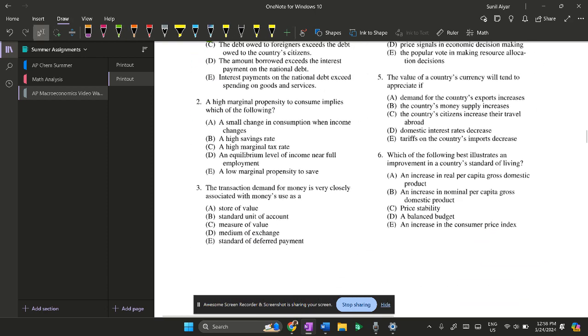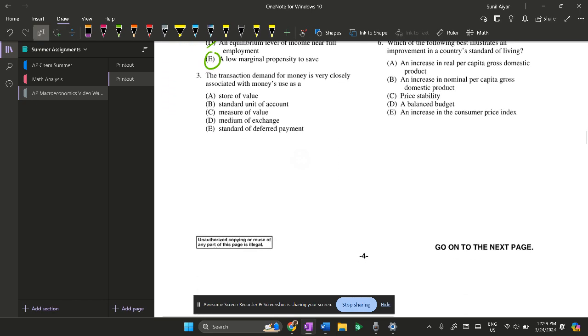And let's move on to number 2, a high marginal propensity to consume. So let's say 0.9 is your MPC. That means your MPS is 0.1. And E is actually a very simple answer. None of these have anything really to do with marginal propensity to consume. So E is just the easiest answer right there.